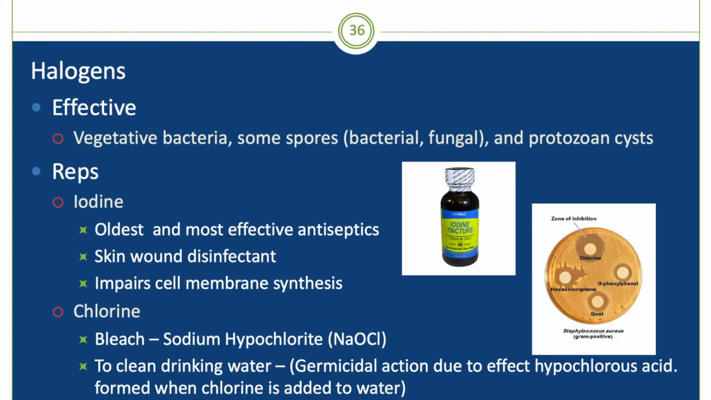Then you have some halogens, still chemicals that are effective against bacteria and some spores. Iodine and chlorine are good examples. Iodine has been used for a very long time in treating wounds. Chlorine is a bleach which we use extensively, sodium hypochlorite, and it's also used to clean drinking water.